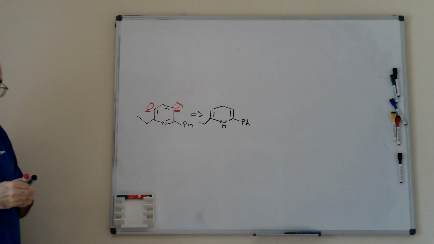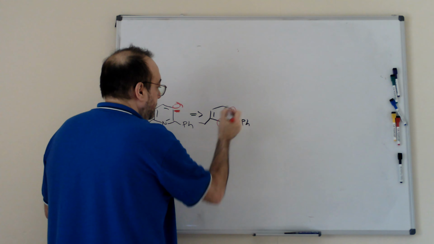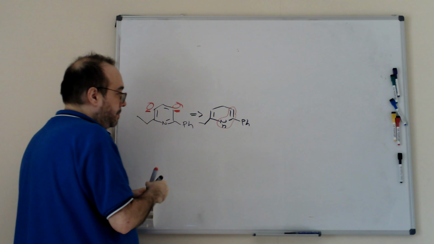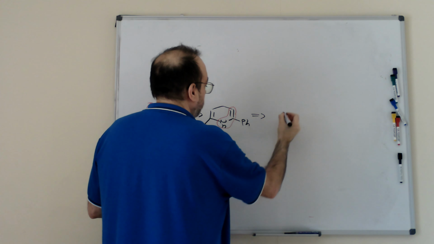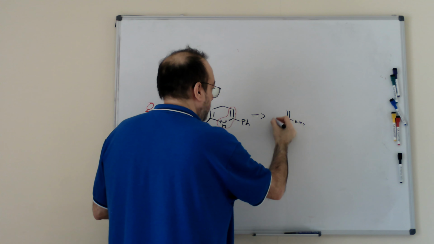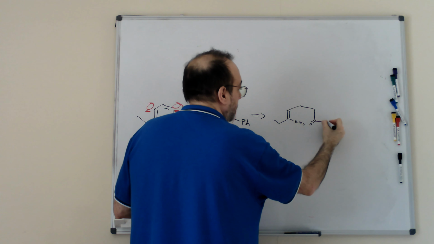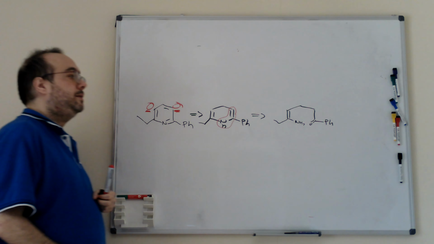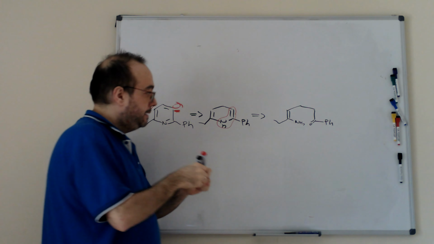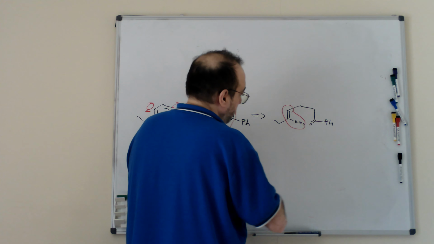When we have this, we can see that this is nothing more than an enamine. That means that this can be converted with retrosynthesis. And then this is another enamine, and this can be converted.